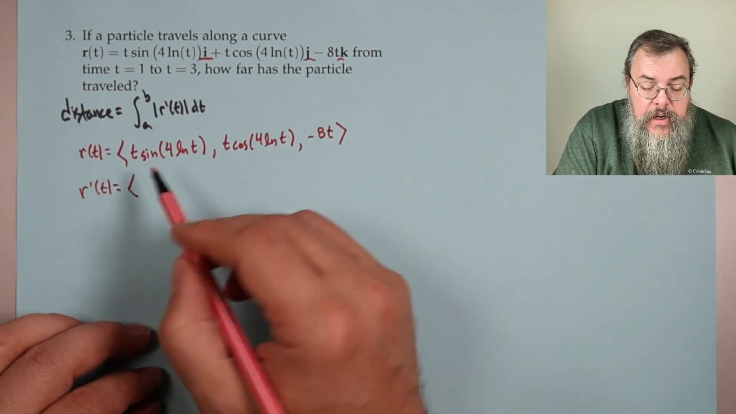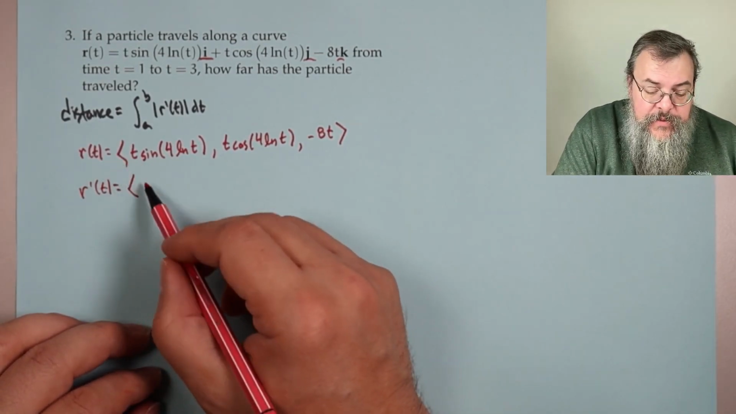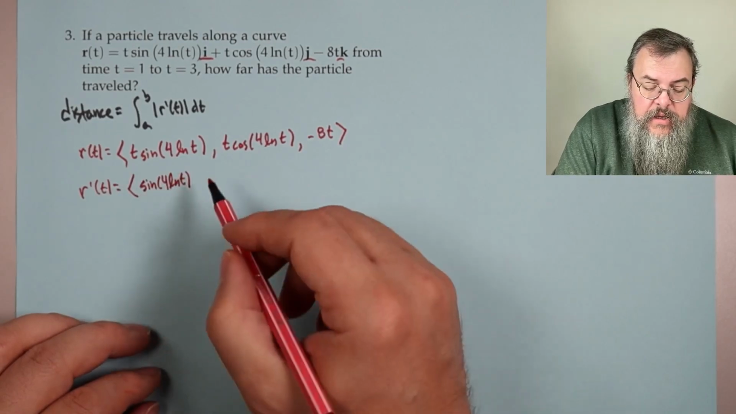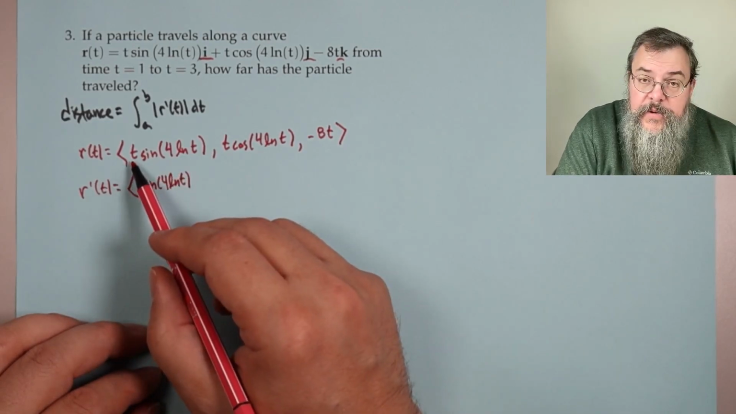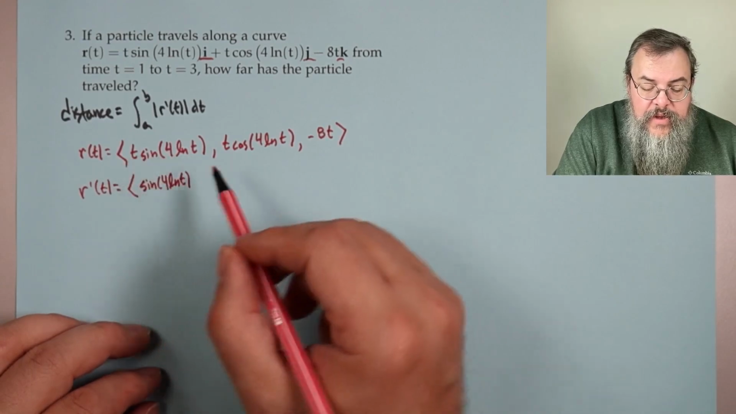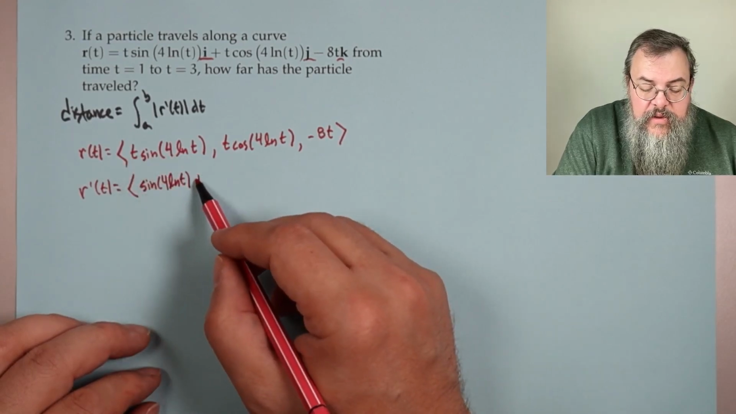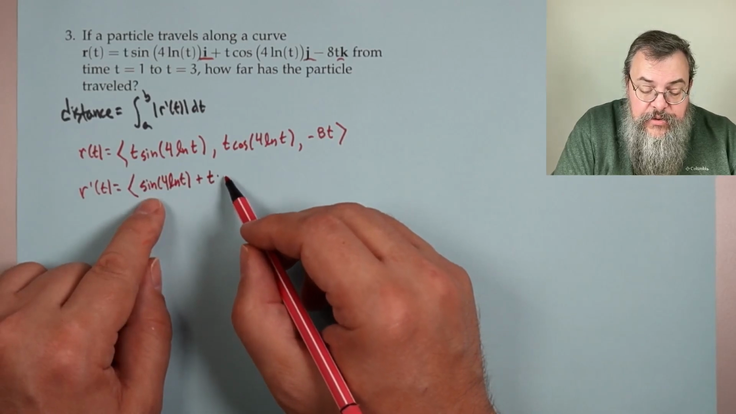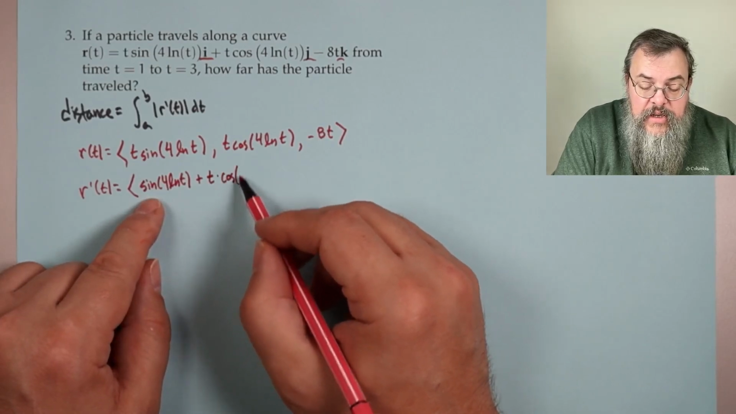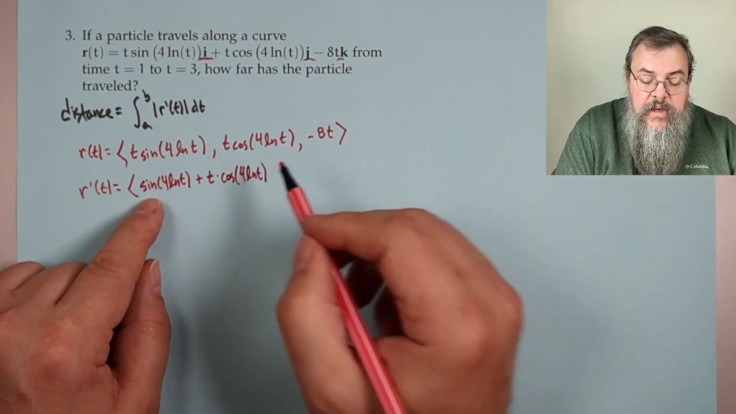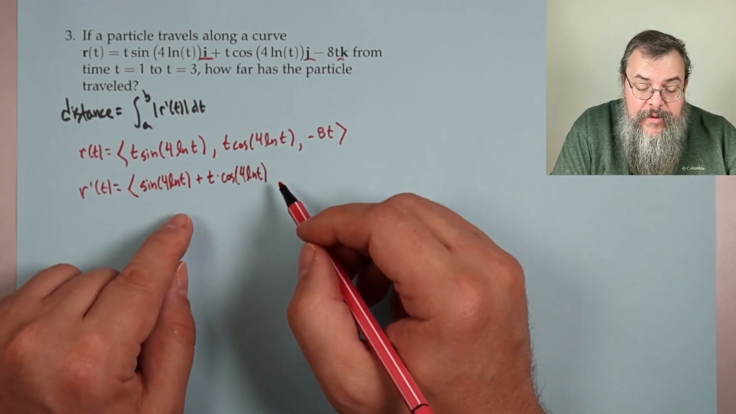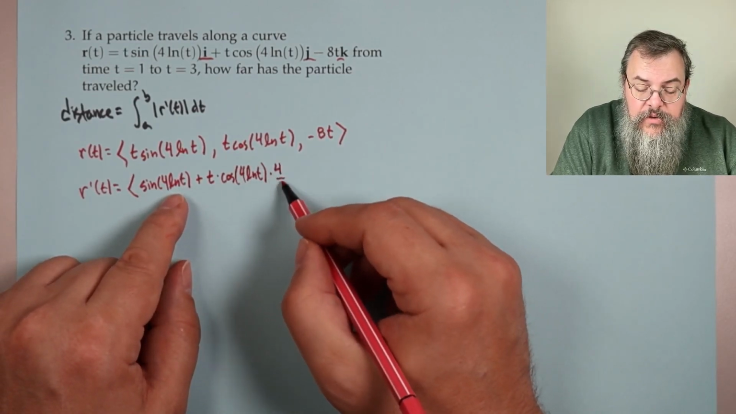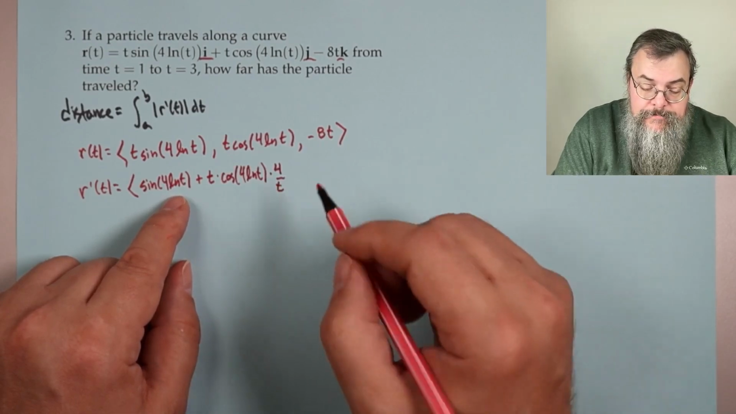So product rule, derivative of the first, sine 4 log t, and so derivative of the first times the second, so that's 1 times the sine 4 log t plus the first times the derivative of the second. Now the derivative of sine, chain rule here, cosine 4 log t, then times by the derivative of the inside, and derivative of 4 log t would be 4 over t, right?